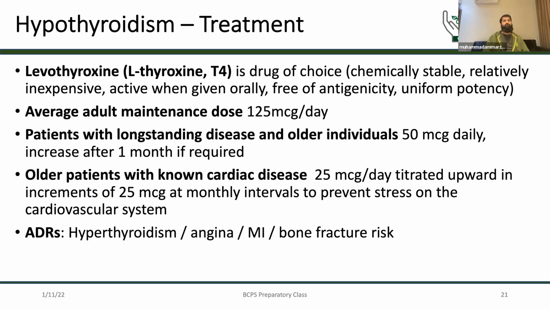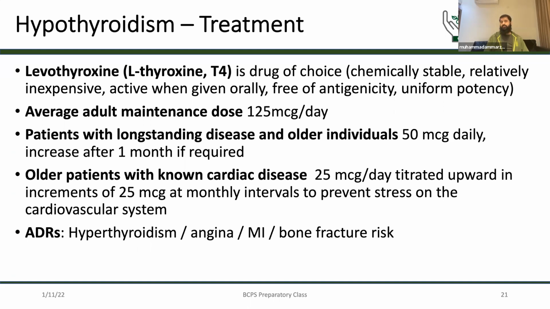So levothyroxine is a drug of choice. It is active when given orally. It is free of antigenicity and it has uniform potency, because if we use desiccated thyroid gland, that is full of antigens and it has antigenicity associated with it. So due to these factors, levothyroxine or synthetic T4 is the drug of choice.